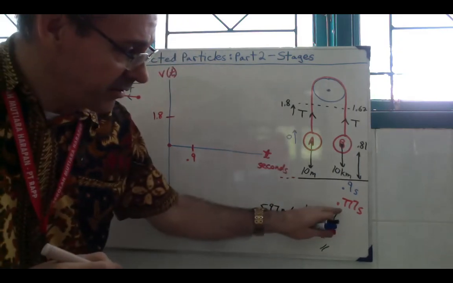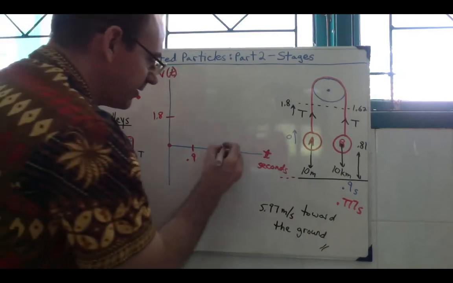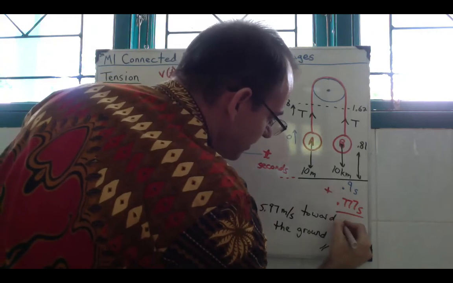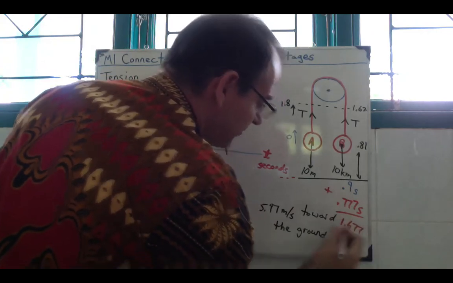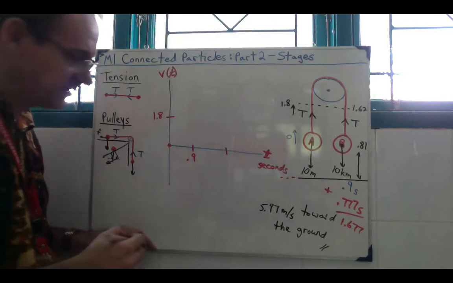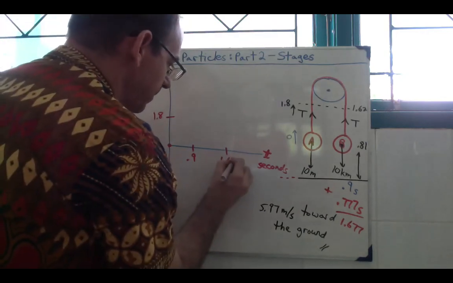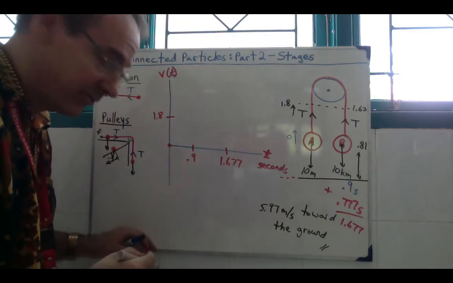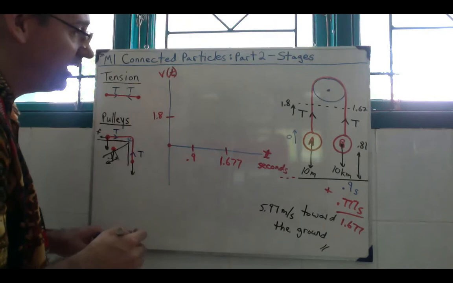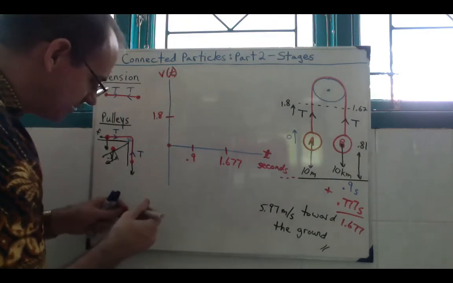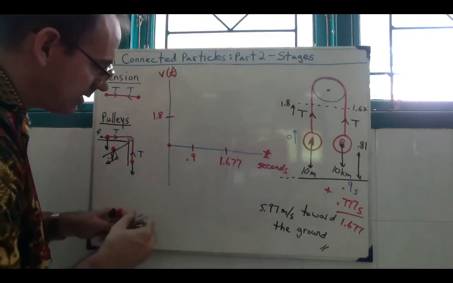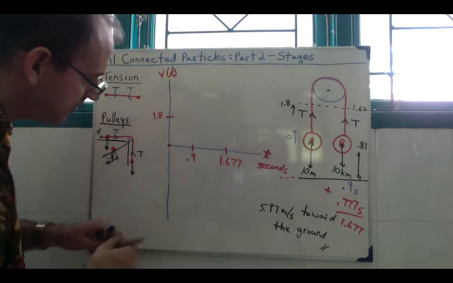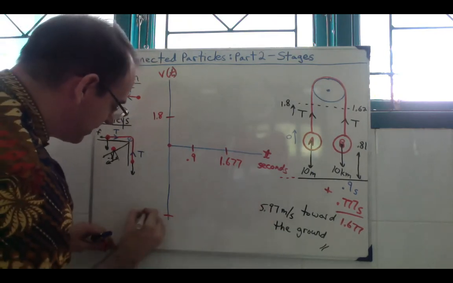And then another 0.77 seconds later, so 0.9 plus our 0.77 is 1.677. So 1.677 seconds is when A hits the ground. Okay, so this is a velocity time graph, and A hit the ground with a velocity of negative 5.97.